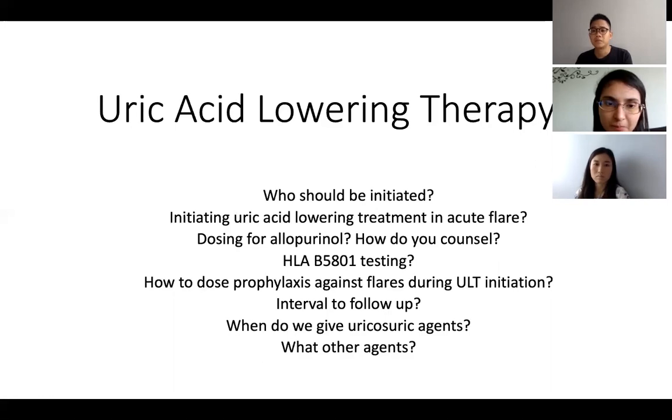So it's a rather expensive agent, and some of our patients may require social support for the use of febuxostat. So we tend to refer them early to our social workers. Okay. And do you ever give uricosuric agents upfront ahead of allopurinol or a xanthine oxidase inhibitor?